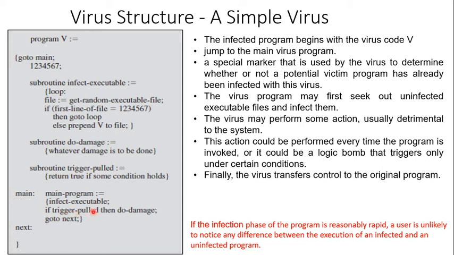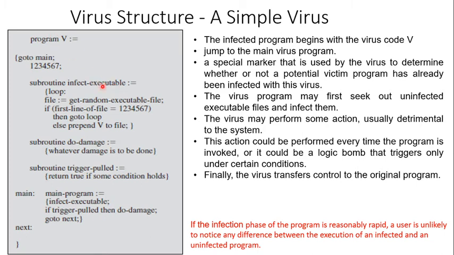If it returns true, then only you perform the damage. If the trigger pulled is not true, then the destruction will not happen, so you will not call this do damage subroutine. If the trigger pulled subroutine is true, then you call this do damage subroutine for destruction. That is what a simple snippet of a computer virus looks like.